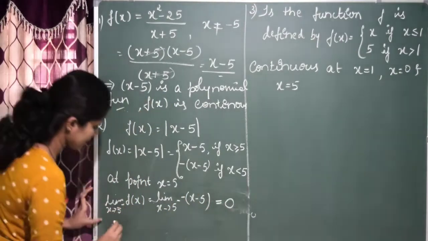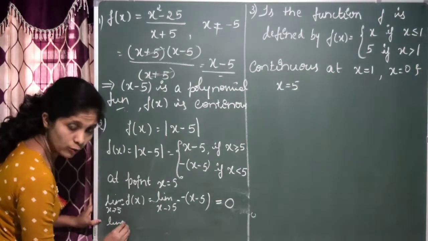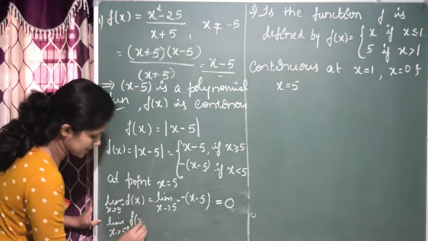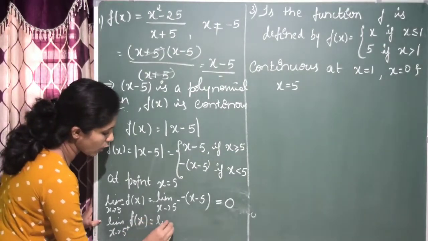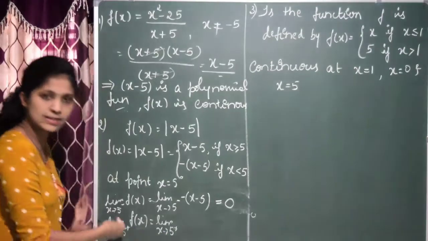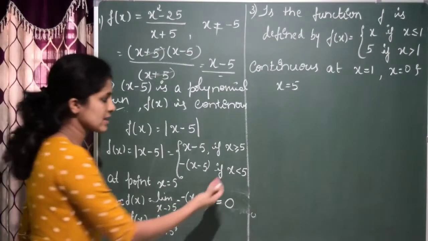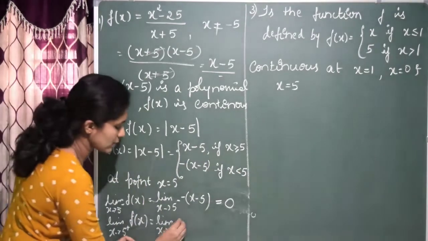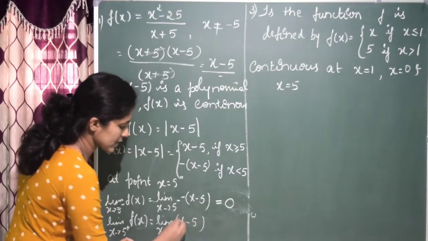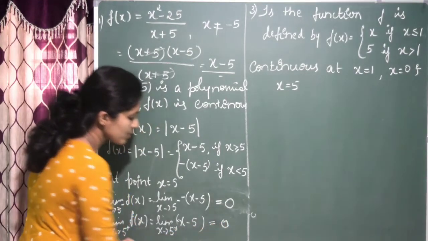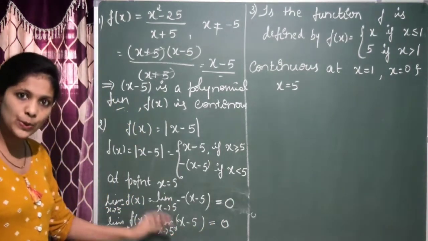So we will check the right hand side limit, that is limit of x tending to 5 plus of f of x. x tending to 5 plus means x is greater than 5. Greater than 5 means it is x minus 5, right? So this will be x minus 5. Now if I substitute the value of x as 5, 5 minus 5 will be equal to 0. Here the left hand limit is equal to the right hand limit.